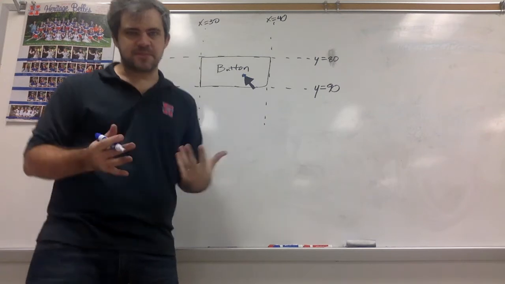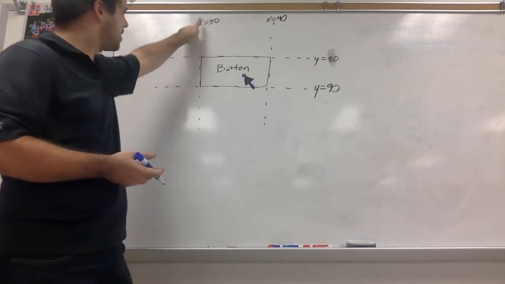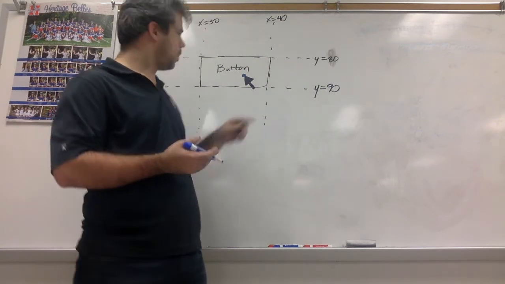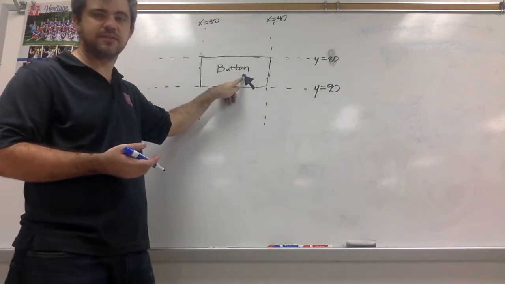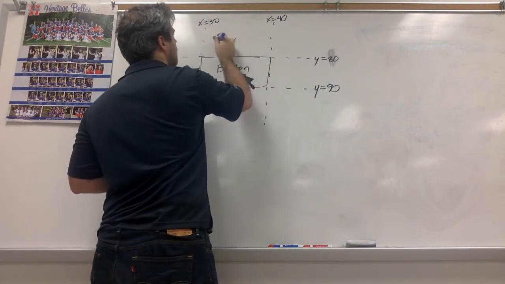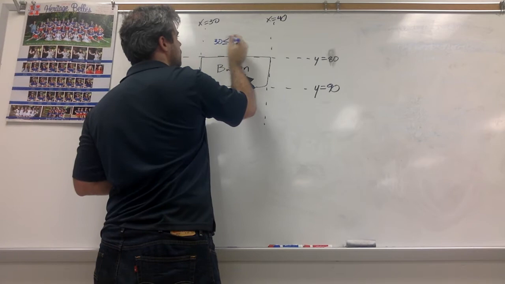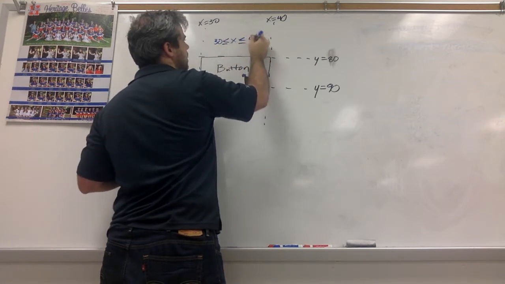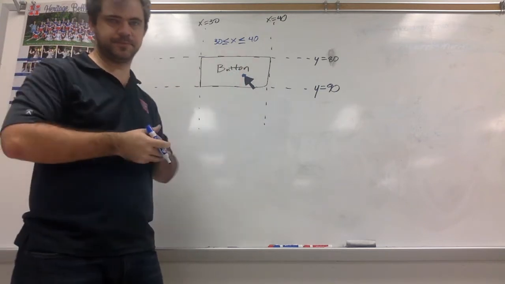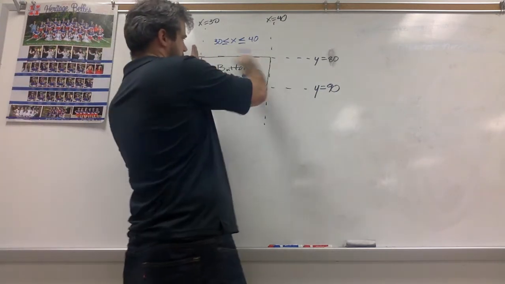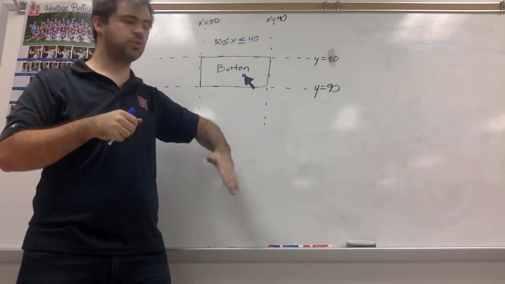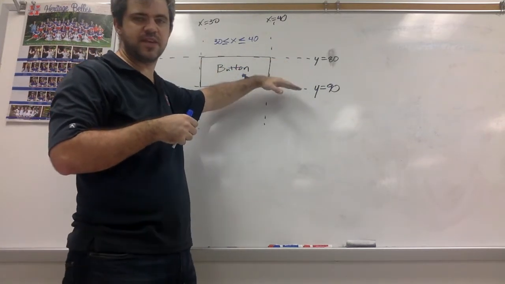Now, that's actually a mathematical task. If this x is 30 and this x is 40, in order for our point to be within the button, the x has to be greater than or equal to 30 and less than or equal to 40. Then it's considered inside the button, at least left and right wise. But it also can't be too high or too low. So it has to be within these two y's.